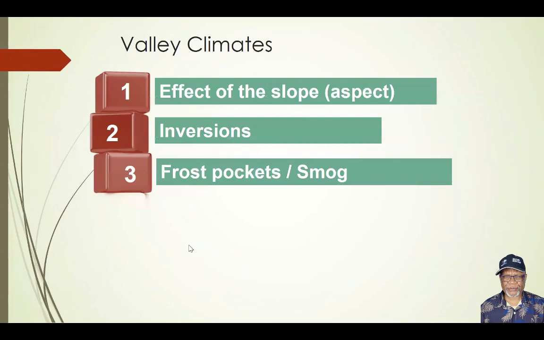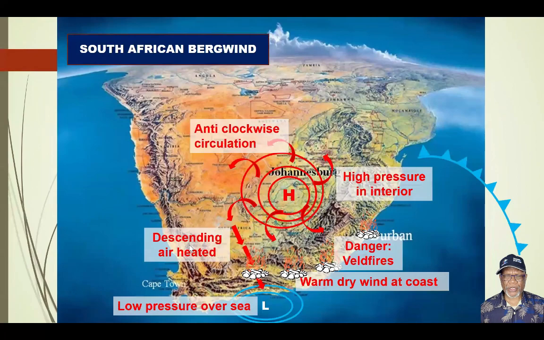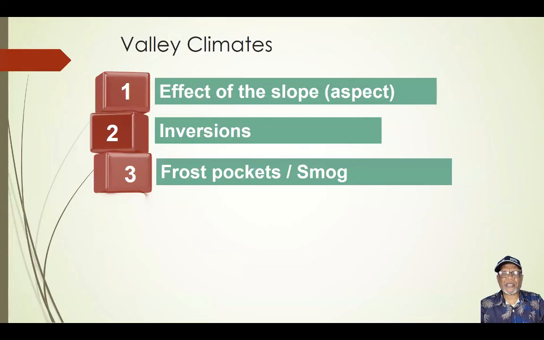Okay, move on. We're done with that. Now we're looking at what we call microclimates. Microclimates are simply the climates that affect smaller areas.